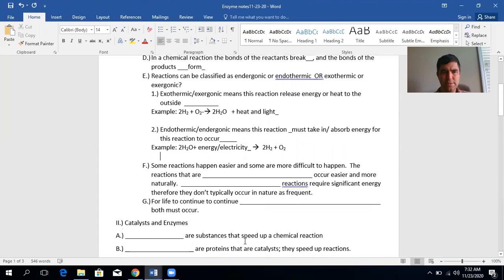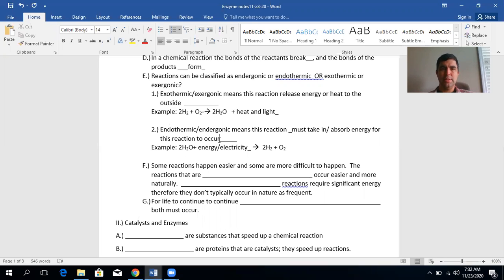Continuing on, some reactions happen easier, and some reactions are more difficult to happen, especially in living things. The reactions that are blank occur easier and more naturally. Which of those reactions do you think happen easier? I'll tell you what, nature does not like to provide energy. Naturally occurring things don't take much energy to happen. Cleaning your room is not a natural process. It takes energy to have that happen. In fact, when you don't clean your room, it just tends to get dirtier and dirtier if you don't put that energy towards it.